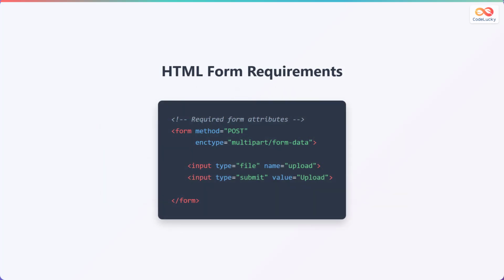To properly utilize the $_FILES array, your HTML form needs to be set up correctly. First, the form method should be set to post. Second, the enctype attribute must be set to multipart/form-data. This tells the browser that the form is going to be sending files. Inside the form, you'll need an input element with the type attribute set to file and a name attribute, such as upload. Finally, include a submit button to allow the user to upload the file.